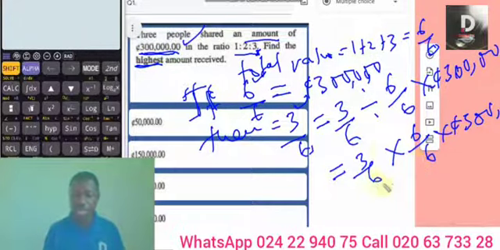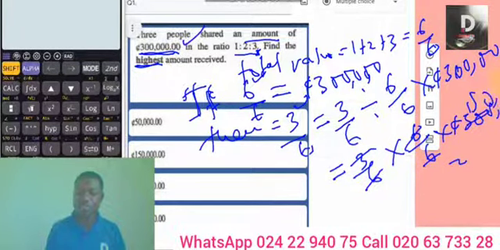If I want to do cancellation, I think 6 will cancel 6. 3 will cancel what? This, I get 2. 2 will go here, 150. So the answer is 150,000.